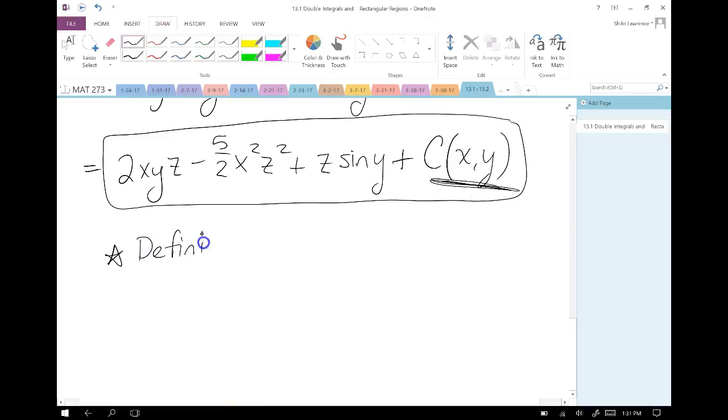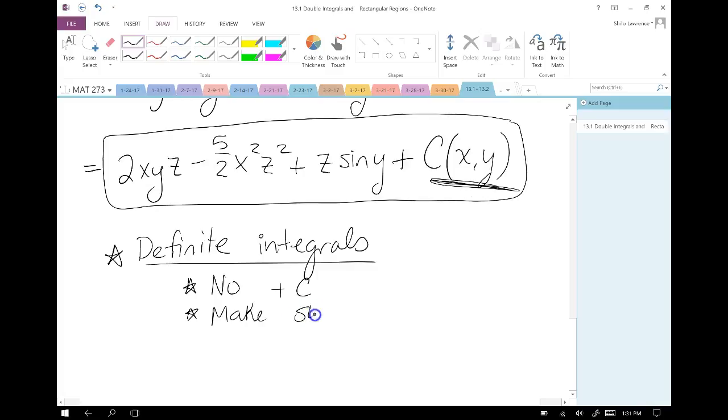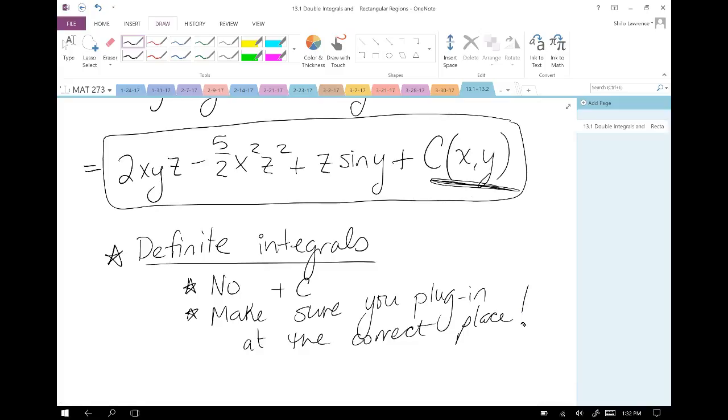For our definite integrals, sometimes the trickiest part, especially when you have several variables, is to make sure that you're plugging in for the correct variable. So you don't need a plus c, and you just need to make sure that you're plugging into the correct spot. And you're going to be plugging in for the variable that you're integrating for. So even though you might see x's and y's and z's, if we're integrating with respect to z, then we're going to be plugging in for z. You just leave the x's and y's alone.